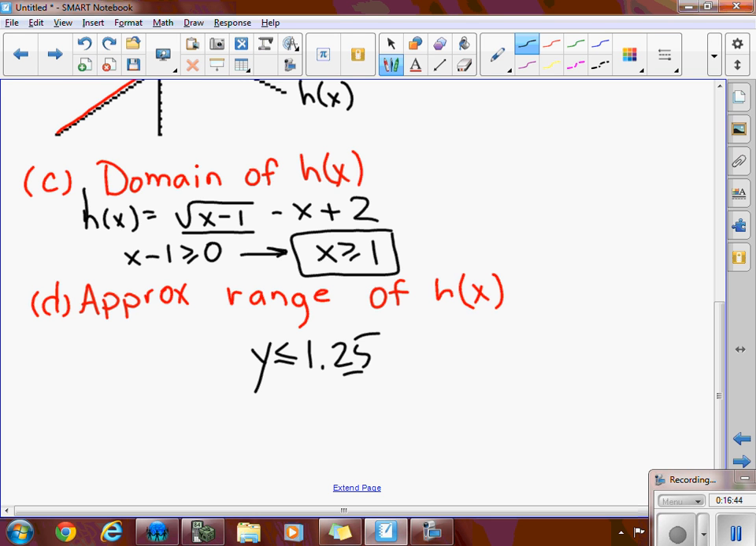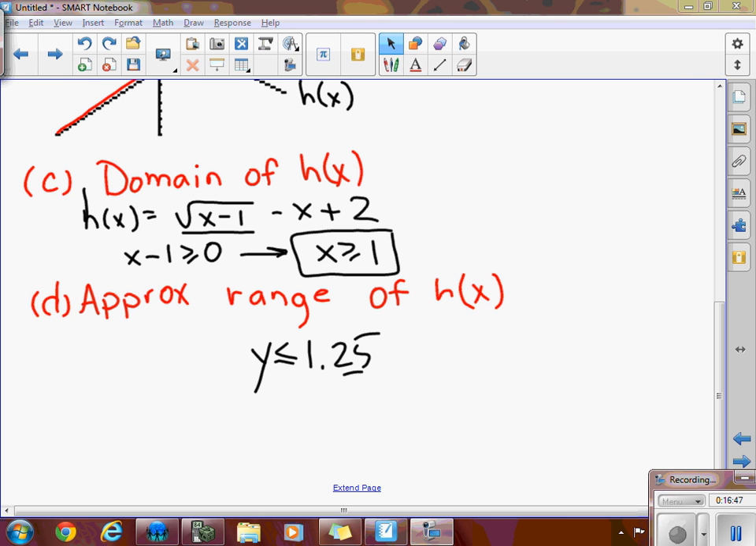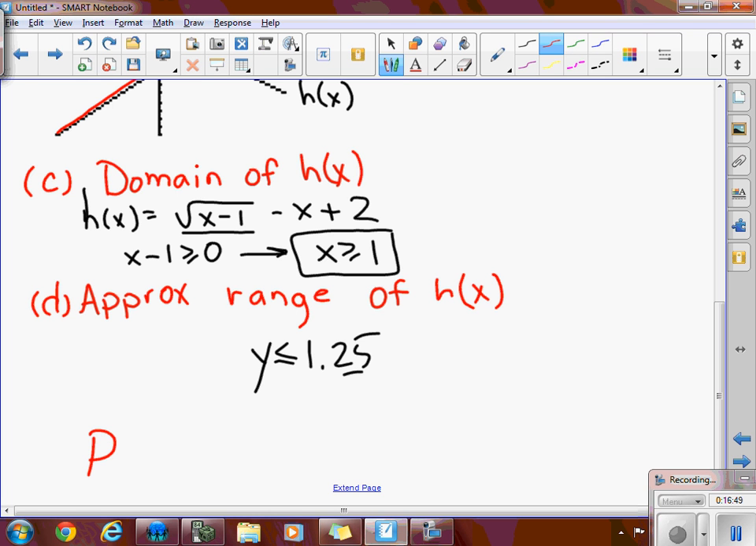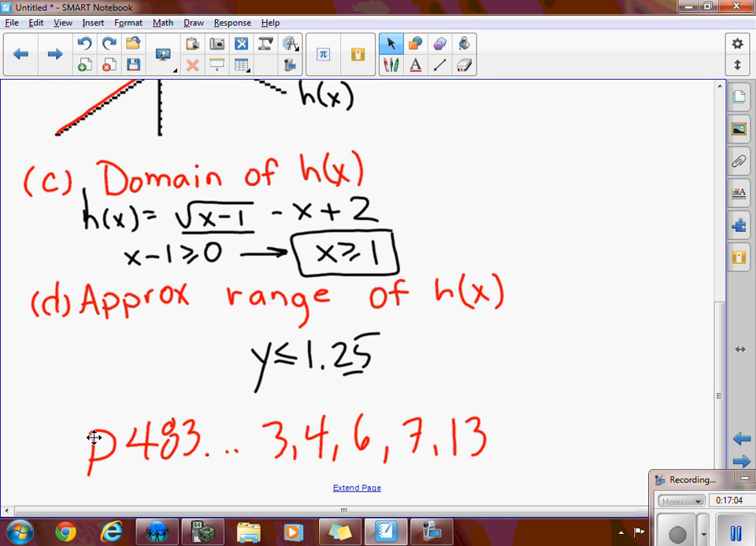Okay, I'm just going to write here the few questions you guys have to work on in your textbooks. Page 483, questions 3, 4, 6, 7, 13. Some of them are simple, like here's f of x, here's g of x. What's f plus g of x? So you can do those. We've got a few minutes to do it before we move on to the next part.